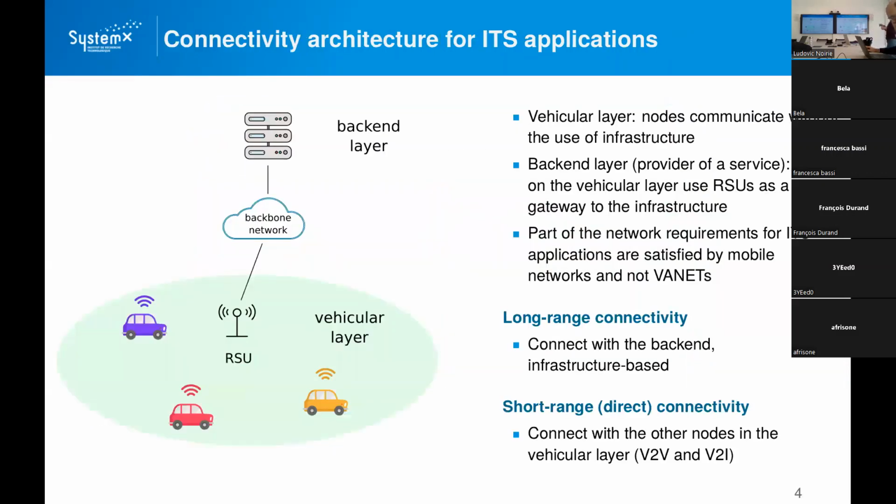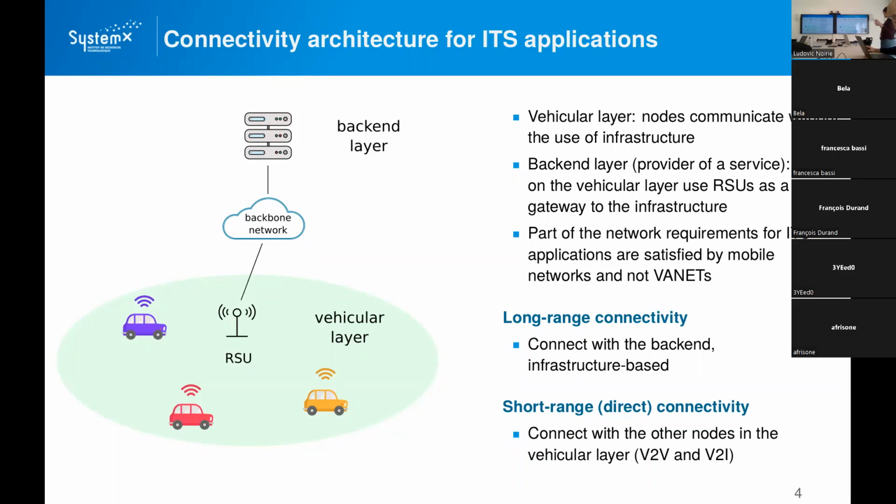And so you have the classical architecture of an ETS system, as in the picture. You have a vehicular layer where you have your mobile nodes and your infrastructure nodes. They can communicate with each other in an ad hoc way, so without the infrastructure. But then the infrastructure nodes can act as a gateway, so you give access to the backend layer, so you can receive services from a server.